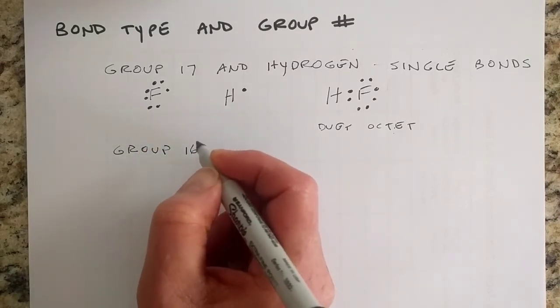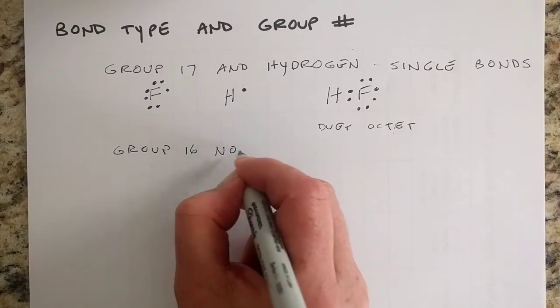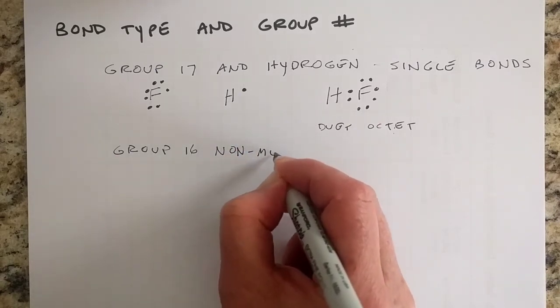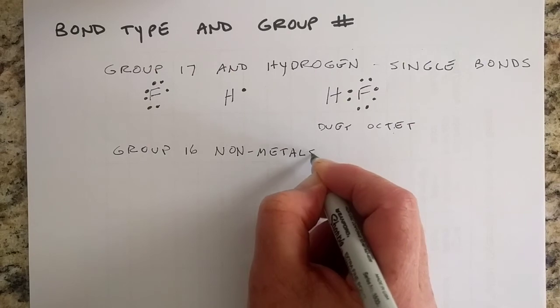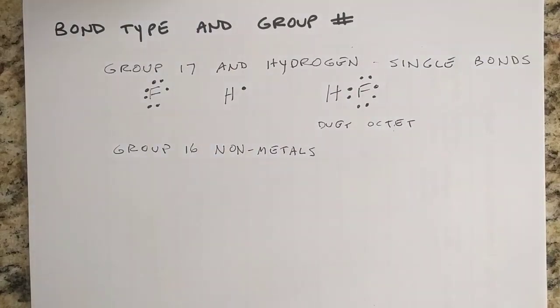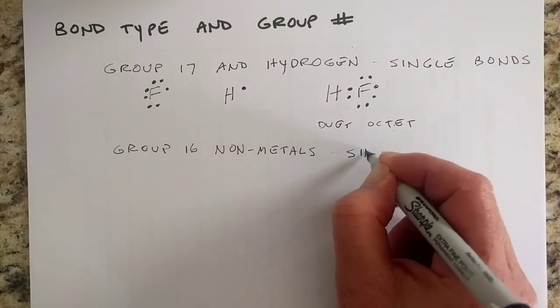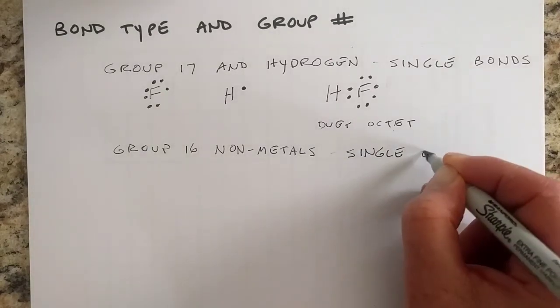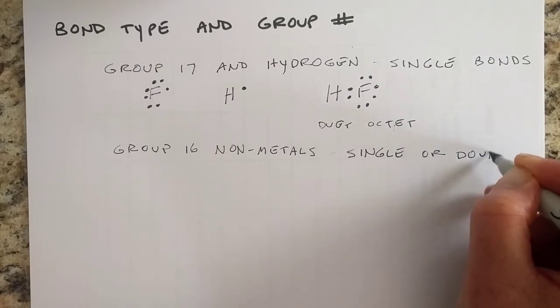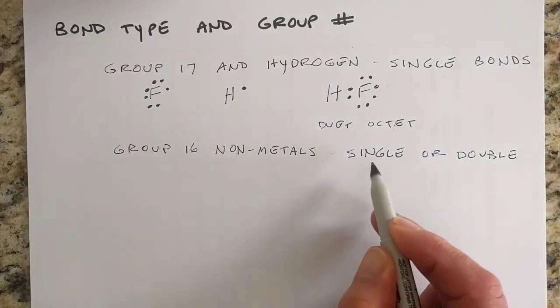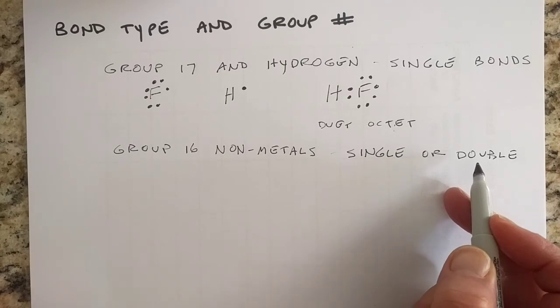All right, let's look at group 16, and we are considering the nonmetals. As we said that for covalent bonds, we usually have nonmetals in our bonds. So group 16, so we have oxygen, sulfur, selenium. We're going to kind of cut that off at the staircase. So for group 16 nonmetals, they will make single or double bonds. They can either make 2 single bonds or 1 double bond.